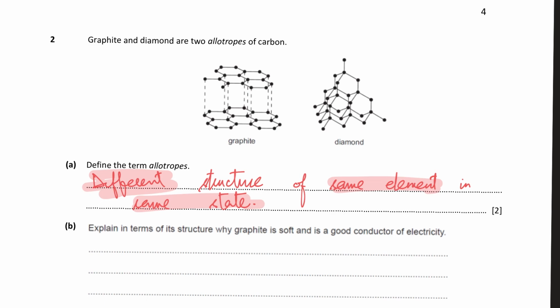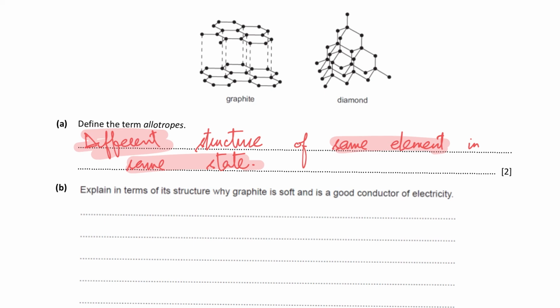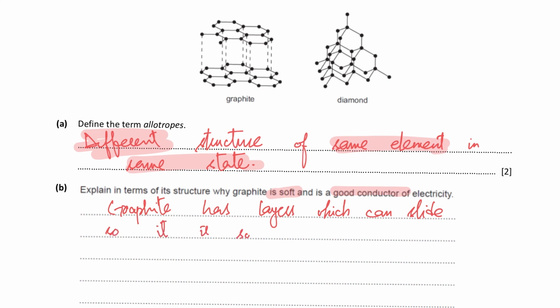Explain in terms of its structure why graphite is soft and a good conductor of electricity. The question is not about diamond, so you should not discuss diamond in there. There are two parts to this question. Why is it soft and why is it a good conductor? Let's talk about graphite being soft first. We'll say that graphite has layers of atoms which can slide, so it is soft. You can also talk about how layers have weak forces between them, but don't use the word intermolecular because these are not molecules.